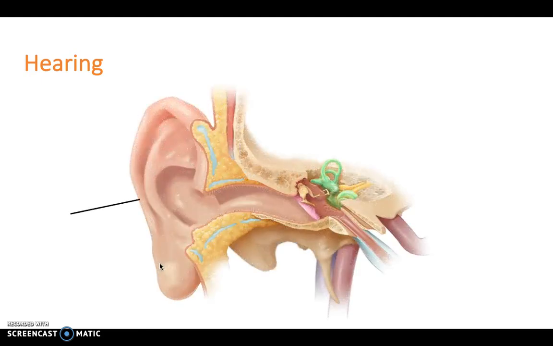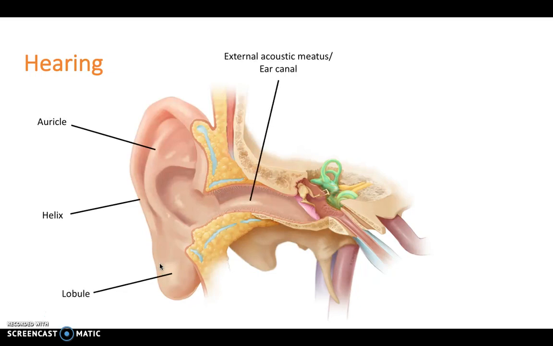Now to finish, we'll look at the auditory system, and essentially to have a quick label of this: this is a helix and the auricle. This is the lobule, so that's all to do with the external layer. Then as you move in, you've got the external acoustic meatus or the ear canal. You've got the tympanic membrane. Then we've got these 3 bones here. These are the ossicles, so the malleus, the incus and the stapes.